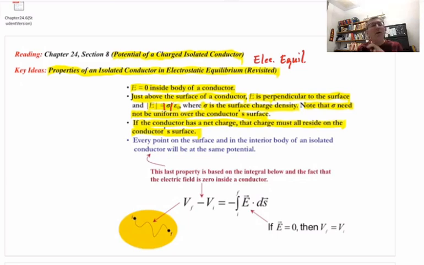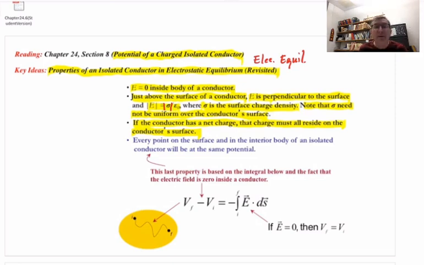Okay, now those are actually all ones we've done before. You might not have remembered all of them. I want you to, but we've talked about those before, in Chapter 23. Now in this chapter 24, we're adding one more new one that's also very important. And it involves the concept of electric potential, which is the topic of chapter 24.